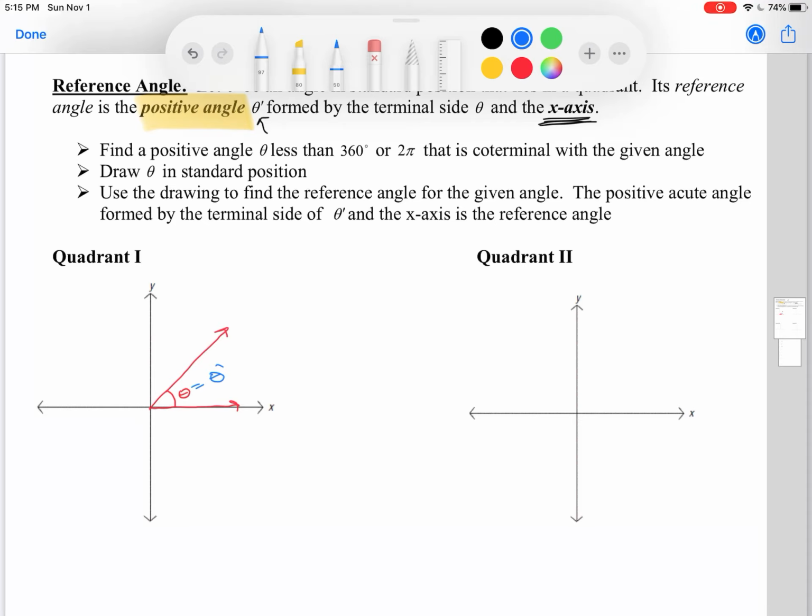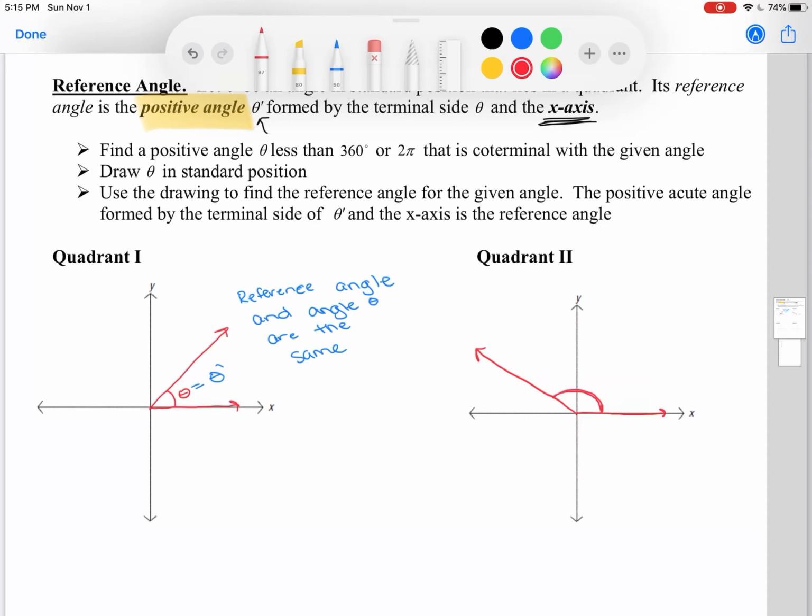The great thing about our first quadrant is that our theta angle and our reference angle are going to be the exact same. There's no changes in that one because it's coming straight off of the x-axis already, and it's already a positive angle. So there's no changes. That's what I'm going to say here. Reference angle and the angle theta are the same. So if we ever have an angle in the first quadrant, we don't have to worry about finding its reference angle. It's going to be the exact same no matter what.